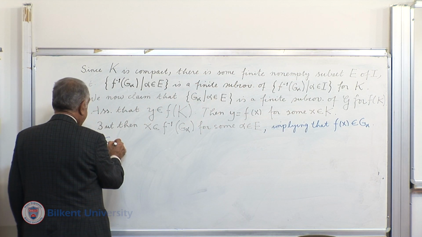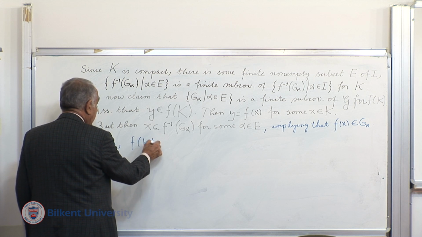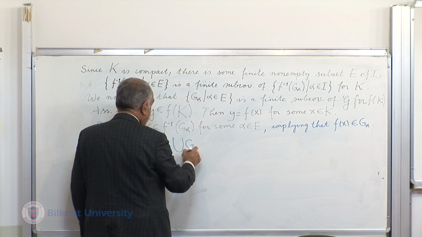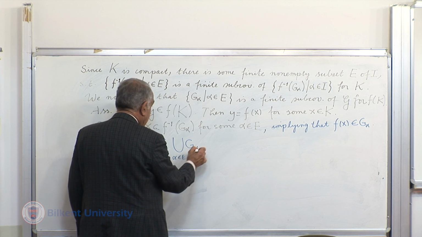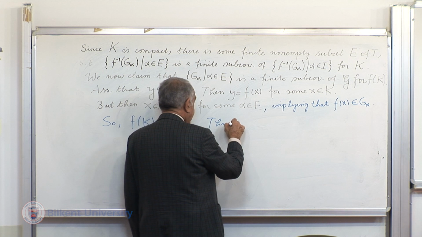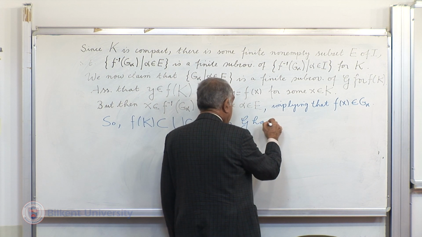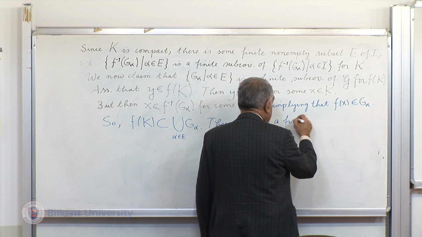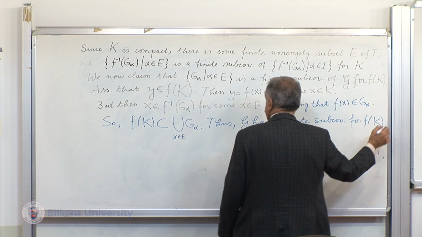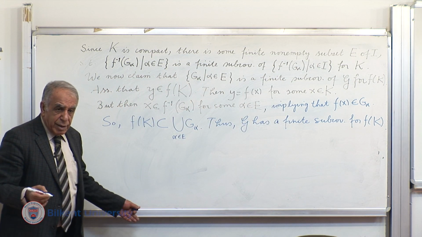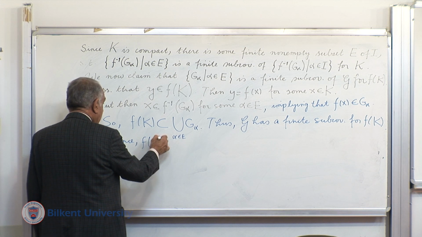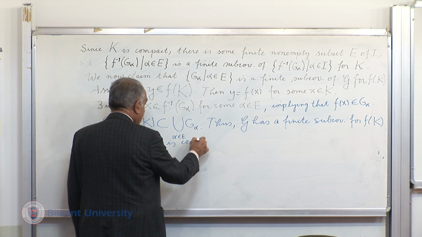So any point in f of K turns out to be in the union of G alphas when alpha is in E. But that simply means, thus, G has a finite subcovering for f of K. But that's nothing but the definition of compactness of f of K. Hence, f of K is compact.